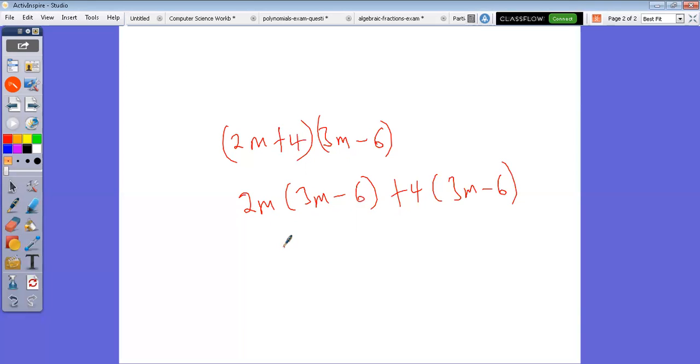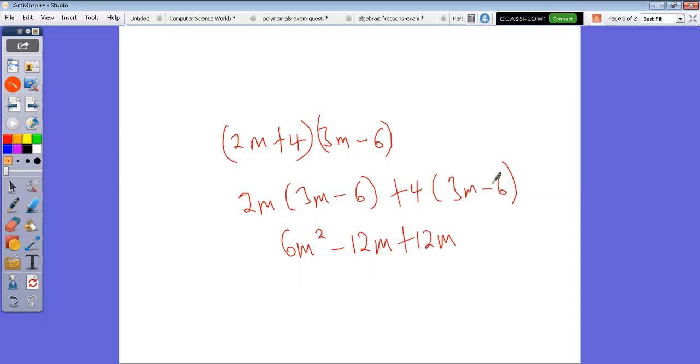2m times 3m, what do you get? 6m what? m times m is what? It's just m or m squared? m squared. 6m squared. Then 2m, so it's minus what? 2m multiplied by 6 is minus 12 what? m. Clear? Then multiply there, you get a plus 12m.